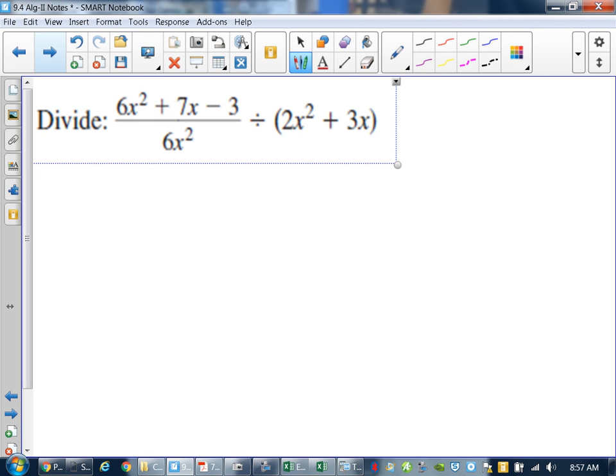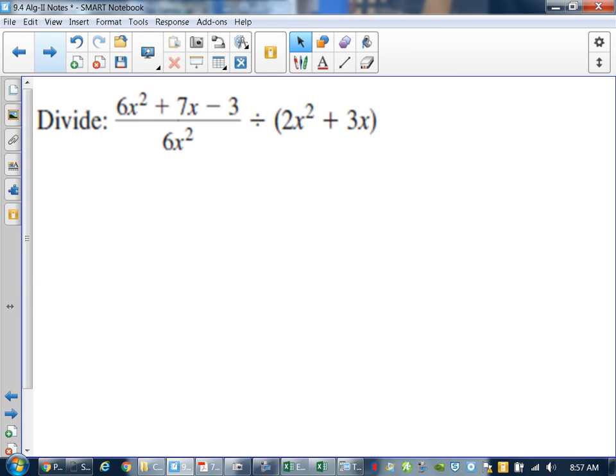Hey, can I do this? Yeah. No! Cannot simplify over addition. You can only simplify via terms. You can only simplify when you're in a factored form. So take a second, figure it out.